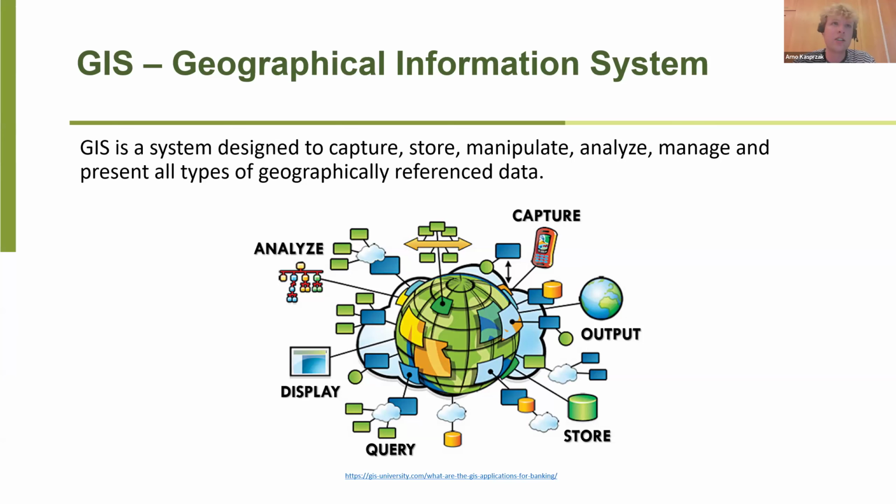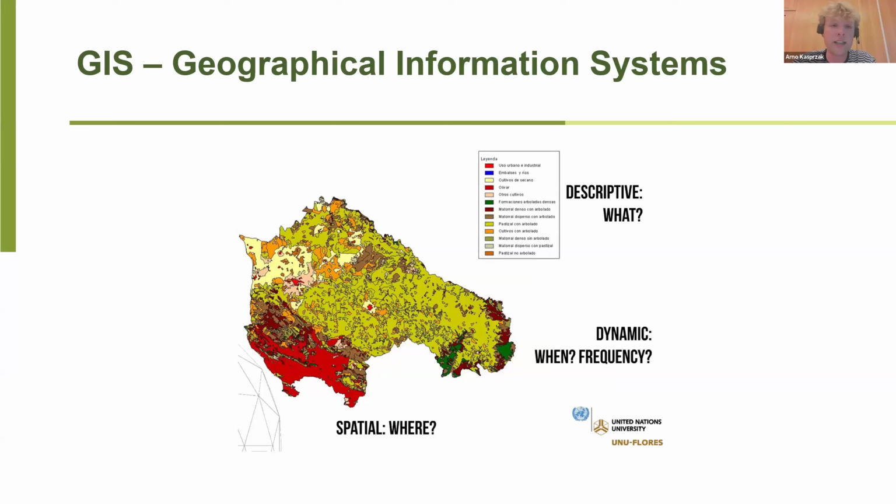What is then this geographically referenced data or geodata? This is data that is descriptive. So first of all, it answers the question what. It can, for example, tell you something about population size. It can also be dynamic, so it can tell something about population size somewhere in time. And then also the most important thing is that it is spatial, so it has a location attached to it.